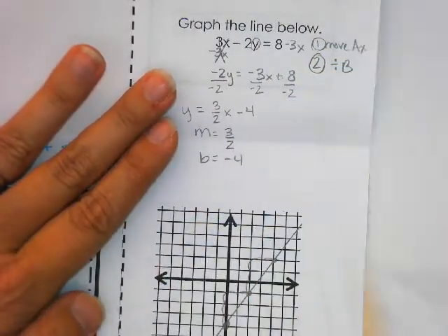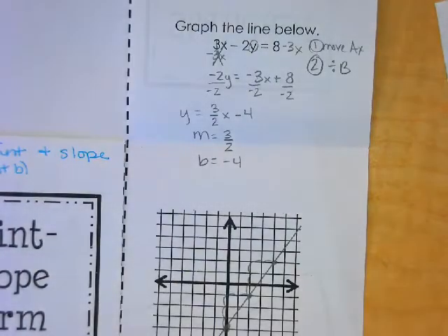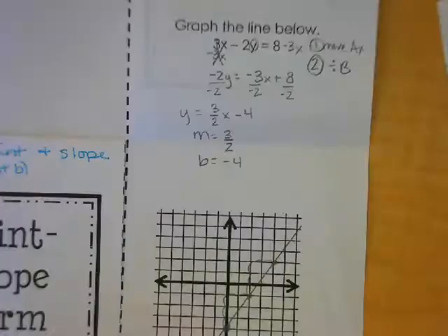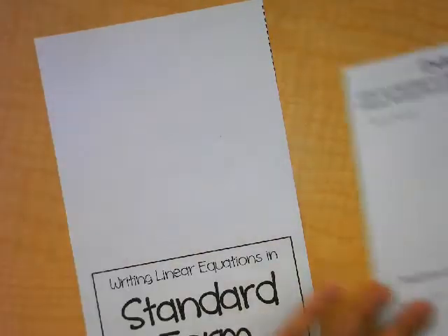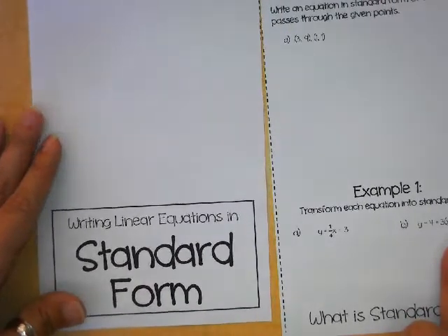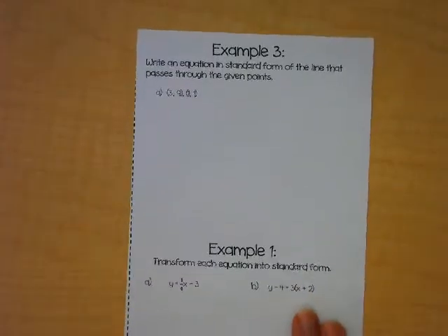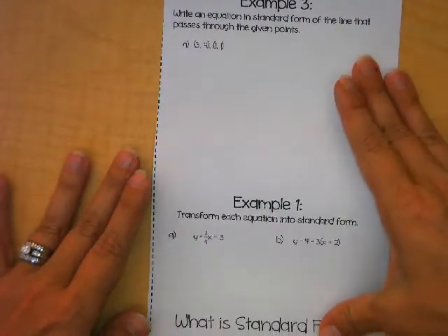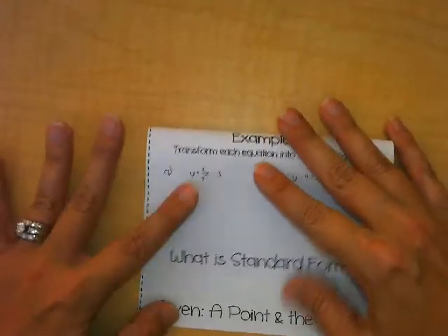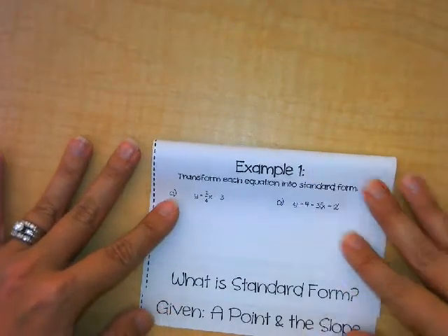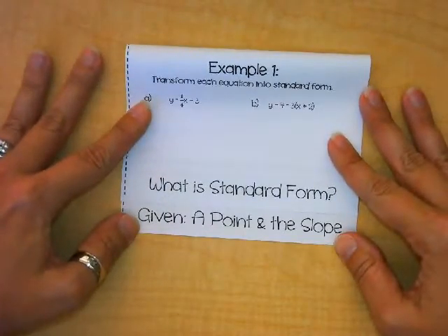So the next set of notes that we're going to do today, we're going to elaborate a little bit on the rules for standard form because there are a couple of rules. So you have these 2 papers. I want you to start with the one that says example 1 and 3, and we are going to flip it over so it says on the bottom given a point and a slope, and we're going to fold to just above that.